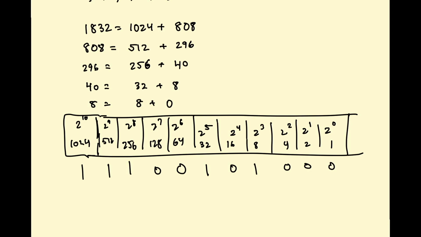Okay, good. Now, going the other direction is actually, I think, easier because you do less thinking. You just add up the corresponding powers, right? So how could I double check if this is correct? I could say, all right, what's 8 plus 32 plus 256 plus 512 plus 1024? Does that add back up to 1832? If so, I've done this correctly. If not, we've screwed something up.